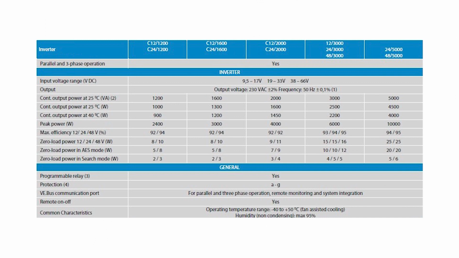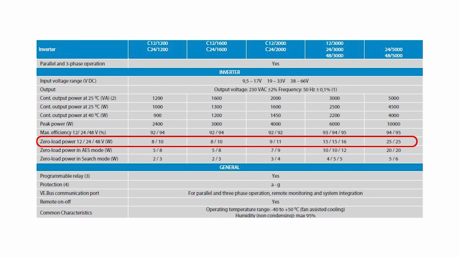This standby loss will increase as the wattage of the inverter increases. For example, a 1200 watt inverter will generate 10 watt of consumption, while a 3000 watt inverter generates 15 watt. Therefore, the inverter must be turned off when not in use to avoid continuous consumption of battery power.